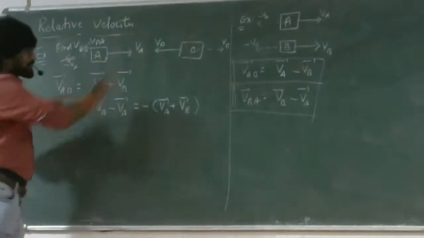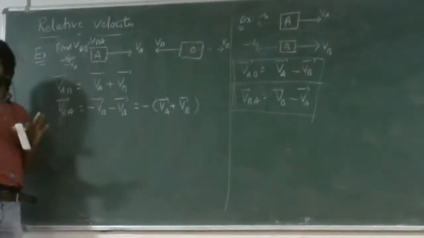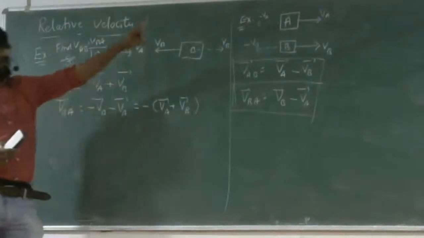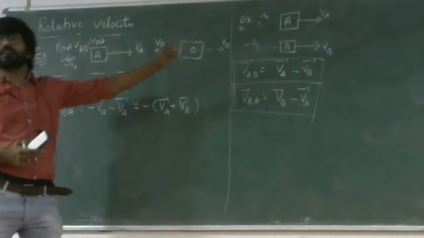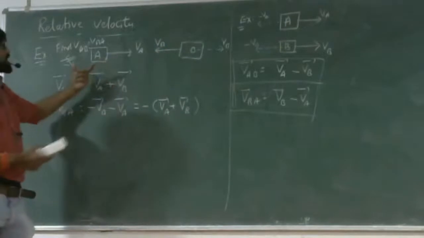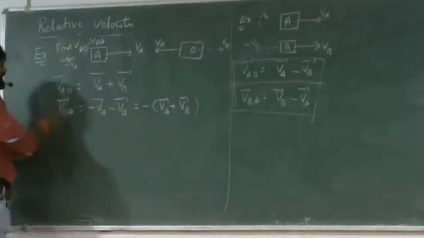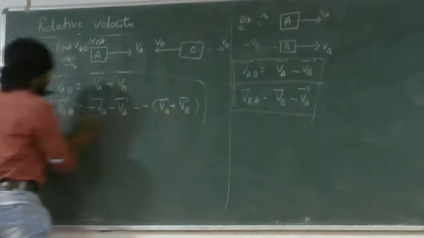But we have to just look at the main important points now. Now this is briefly about relative velocity of two bodies moving in the same direction and in opposite direction. Opposite direction means towards each other or away from each other also. It is applicable for both cases.